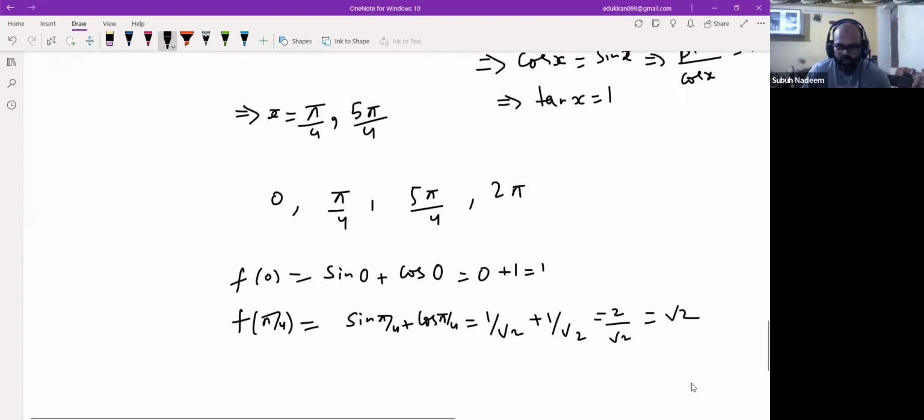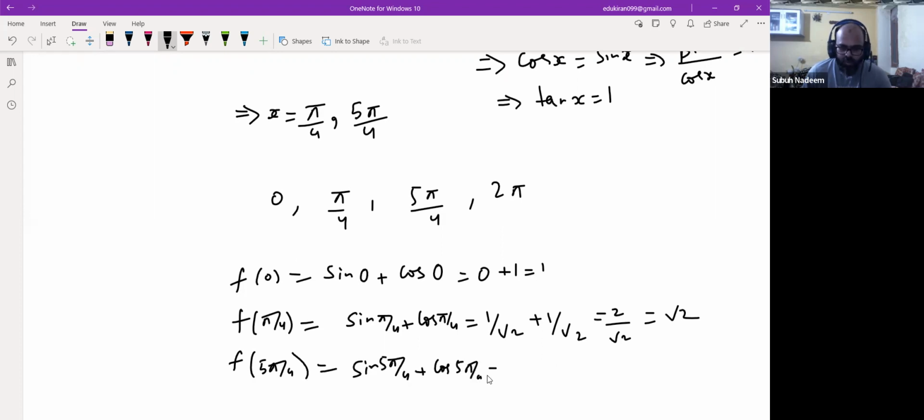When you take f of 5 pi by 4, then what will happen? You will get sin of 5 pi by 4 plus cos of 5 pi by 4. Now sin in the third quadrant is negative, cos in the third quadrant is also negative. So both will be minus 1 by root 2. So this will be minus 2 by root 2, which is minus root 2.